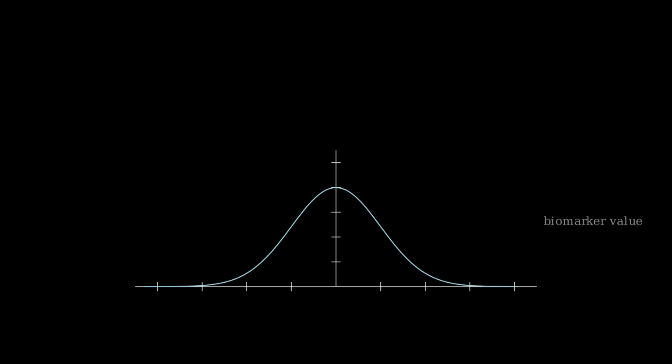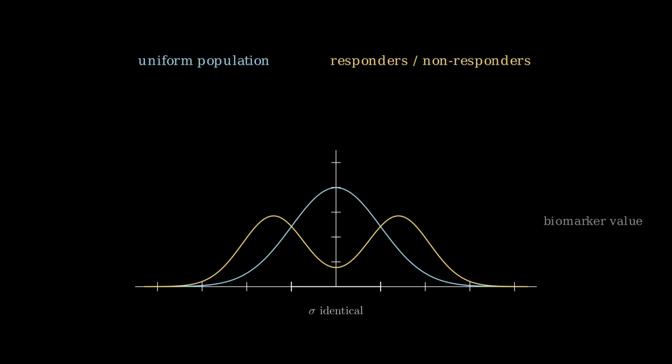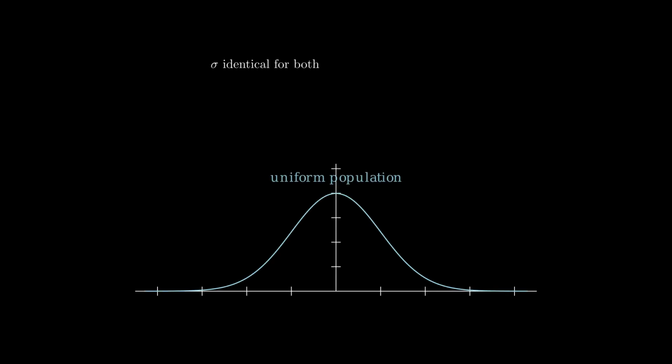Two patient groups can share the same spread while having very different underlying structure. A single bell-shaped population and a mixed group of responders and non-responders may look identical in spread, yet they require completely different clinical interpretations. The standard deviation restores the measurement scale, but it cannot describe the shape of the distribution.